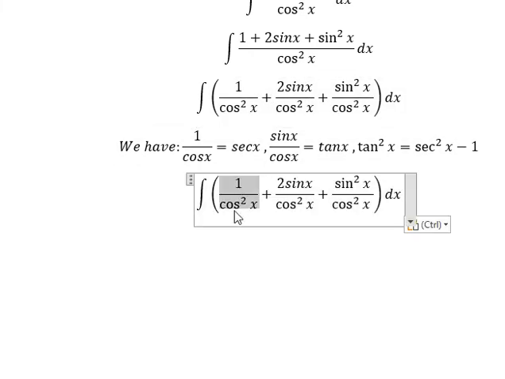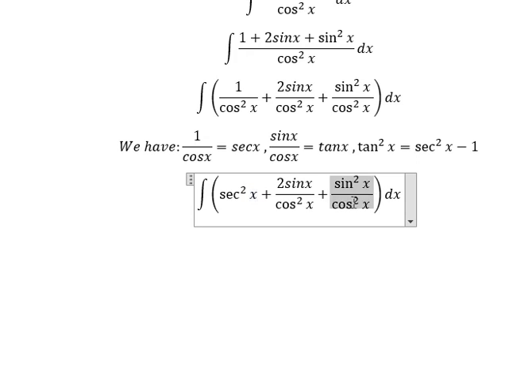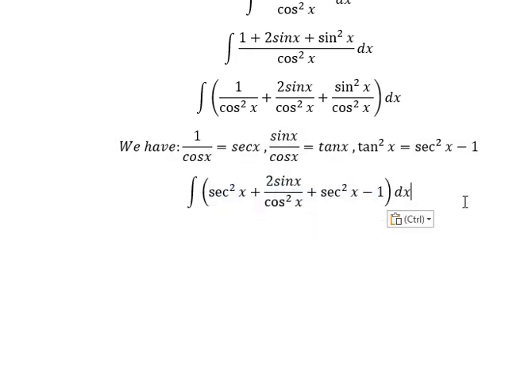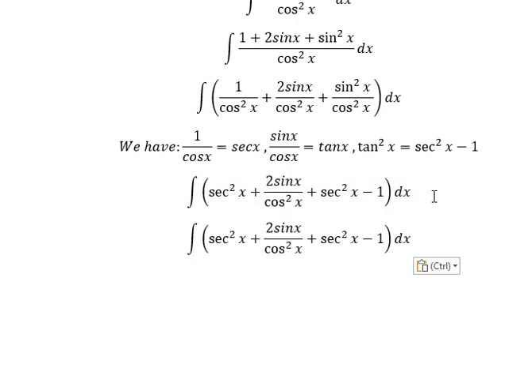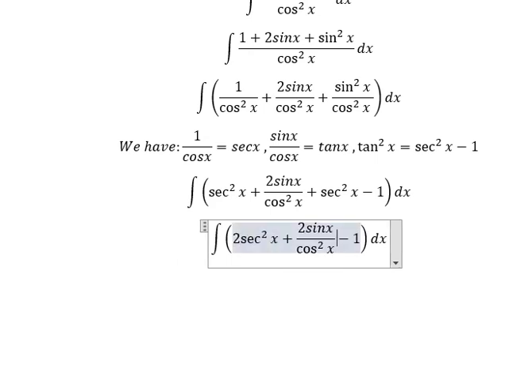So this one, we have secant of s squared. This one we change by this one. So secant of s squared, secant of s squared, we have number 2 in here. Now I will concentrate on this one only.